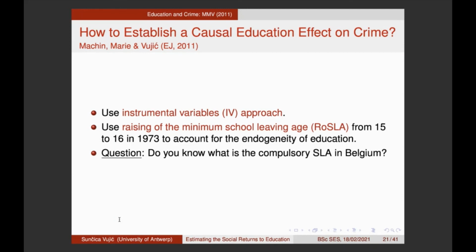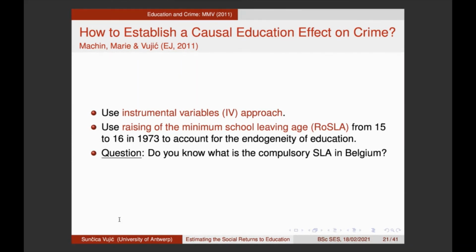And this is called the instrumental variables approach. So basically, I'm going to use this change in the policy, which shifted the whole cohort of individuals to stay on in education from 15 to 16 in 1973. And then I will look at these individuals much later when they're in the labor market, and compare their crime outcomes. And what I will show is that individuals who had to stay on this additional year of education actually were much less prone to committing crime than those who dropped out from school earlier.